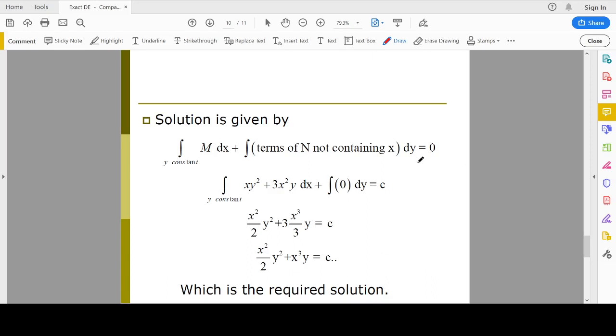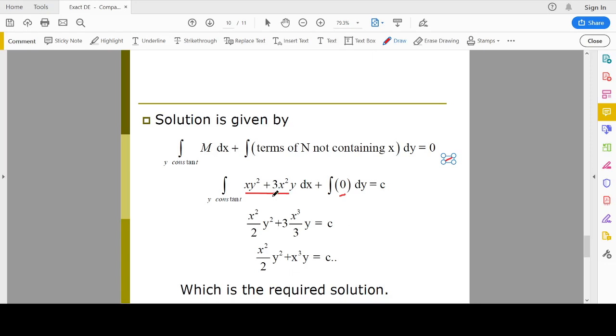Now solution formula is this. We substitute the values in this formula. Now integration keeping y constant, here value of M, this is the value of M, then terms of N not containing x. All terms contain x values, therefore there is no term of only y, therefore we write down here 0 equal to c.